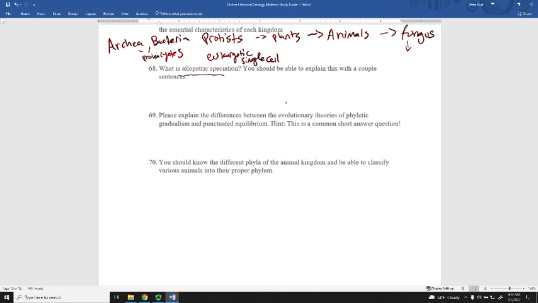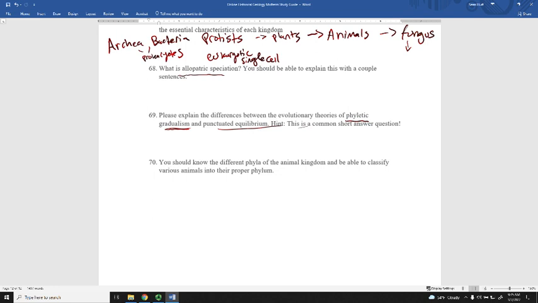So please explain the difference between the evolutionary theories of phyletic gradualism and punctuated equilibrium. Now, again, this will very well be a short answer question. This is something I really wanted you to do in the reading, but if you didn't, I will give you a short explanation right now. Phyletic gradualism states that species come into existence by slow, steady changes. There's going to be a very slow, gradual process of the phyla changing and creating a new species.